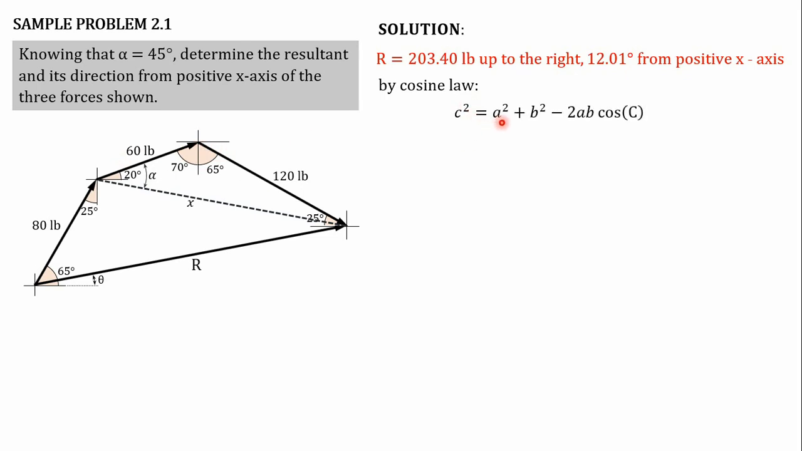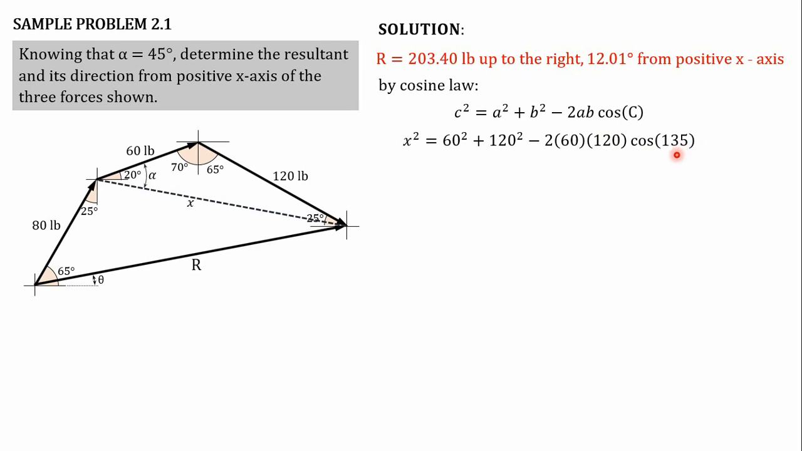C squared is equal to A squared plus B squared minus 2AB cosine C, where A and B are the sides and capital C is the angle. So therefore, x squared is equal to 60 squared plus 120 squared minus 2 times 60 times 120 times cosine 135 degrees.